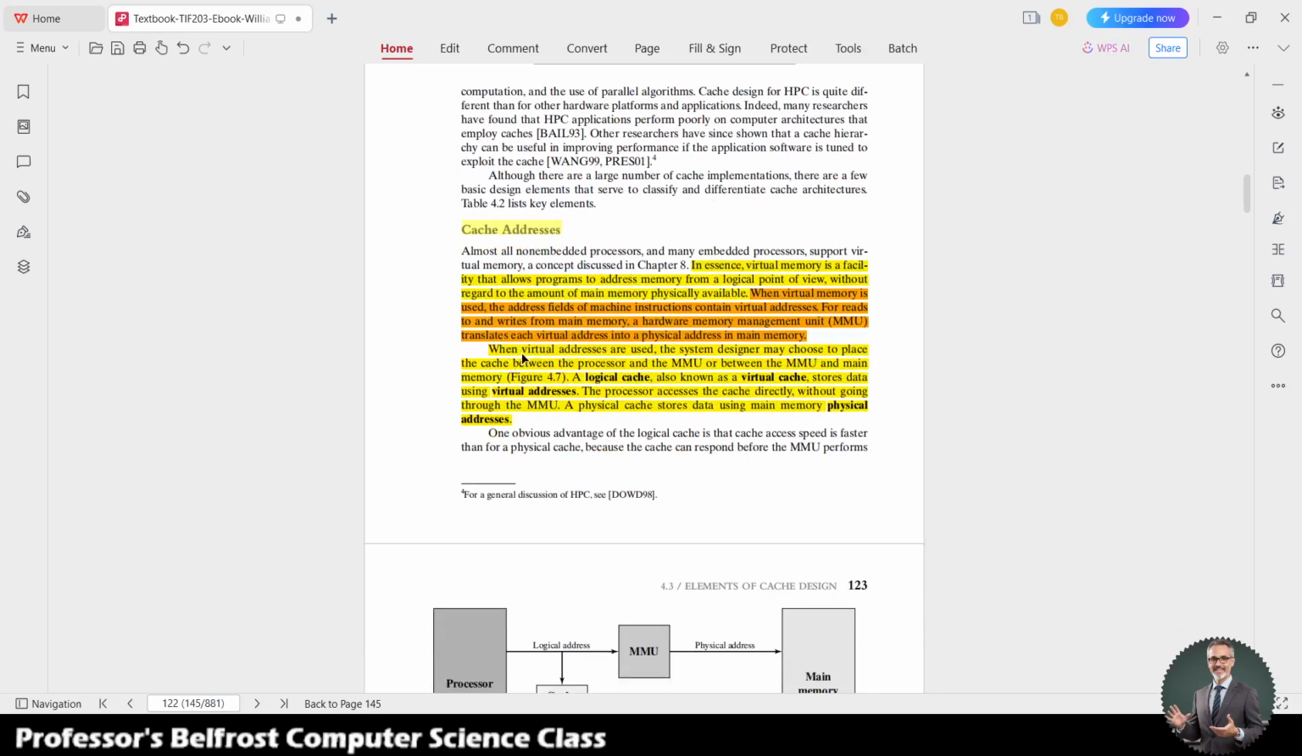Okay. When virtual addresses are used, the system designer may choose to place a cache between the processor and the MMU, or between the MMU and the main memory. Let's see the figure.